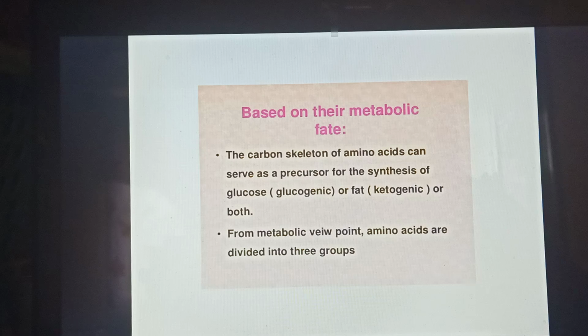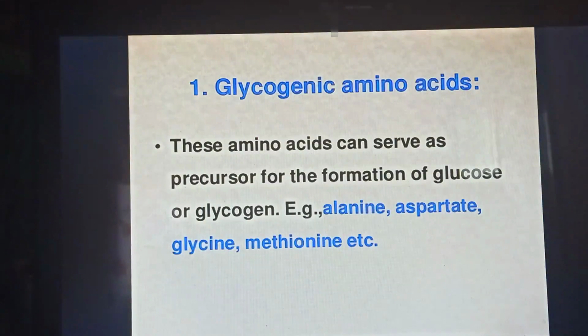Now, based on the metabolic fate, you can classify amino acids again. If the carbon skeleton of an amino acid can serve as a precursor for the synthesis of glucose, you call it glucogenic, or if it serves as a precursor for fat, you call it ketogenic. And there is one more type, both glucogenic and ketogenic in nature. So you can classify them into three groups.